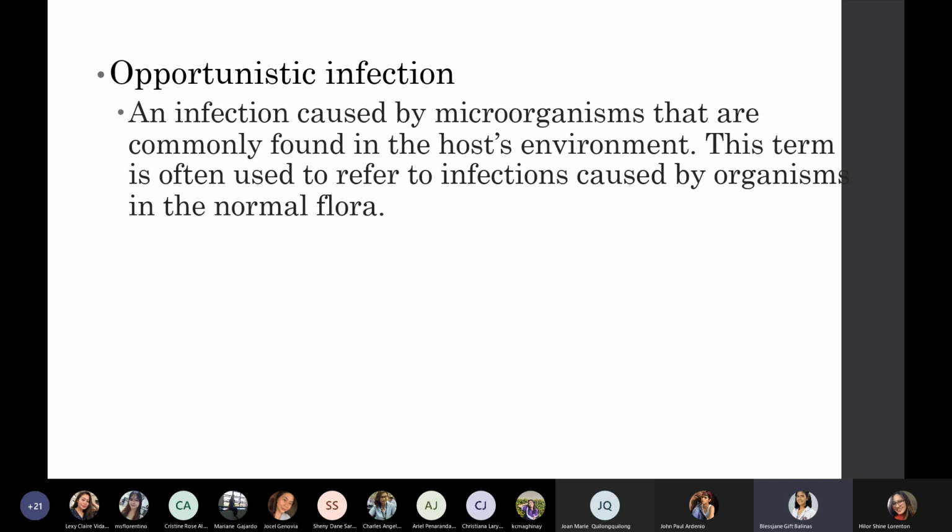We have the opportunistic infection, an infection caused by microorganisms that are commonly found in the host's environment. This term is often used to refer to infection caused by microorganisms in the normal flora. Examples are Staph aureus and Staph epidermidis, staphylococcal infection. So that's opportunistic infection.